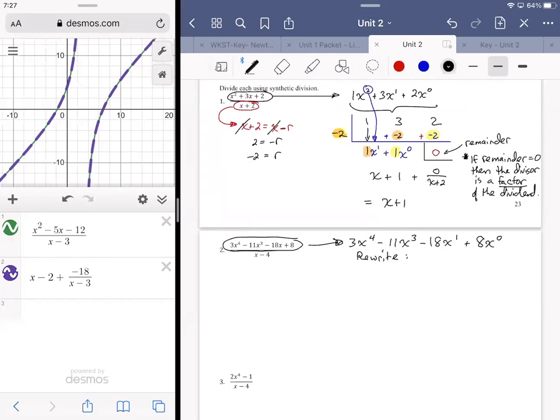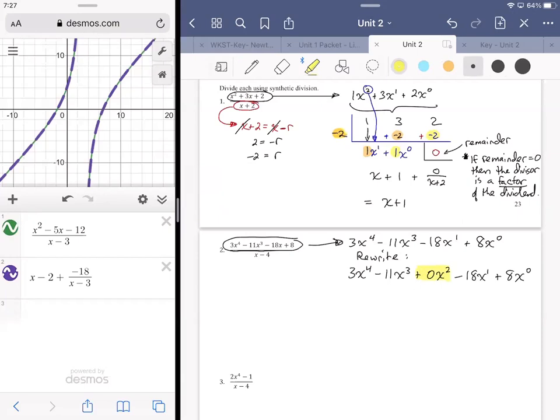So I would rewrite this as 3x to the 4th minus 11x to the 3rd plus 0x squared minus 18x to the 1st plus 8x to the 0th, because we have to account for every power between the highest power in our polynomial and 0. And the only way the x squared could have disappeared is if it were multiplied by 0.